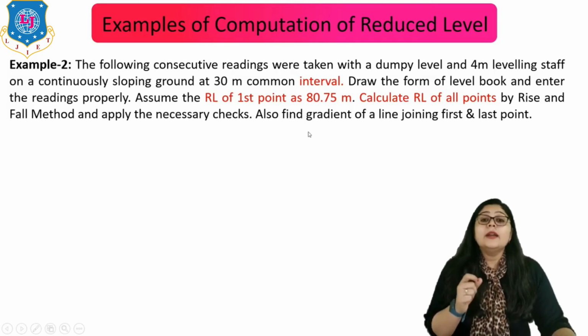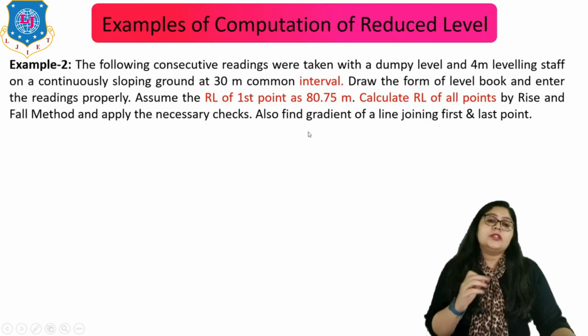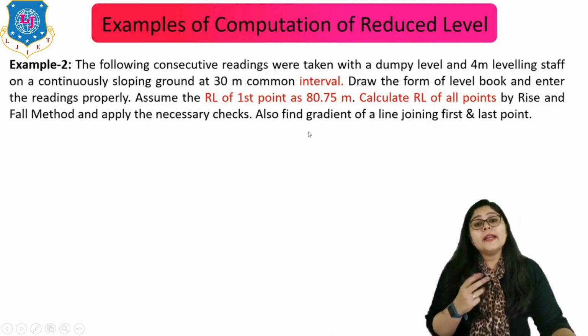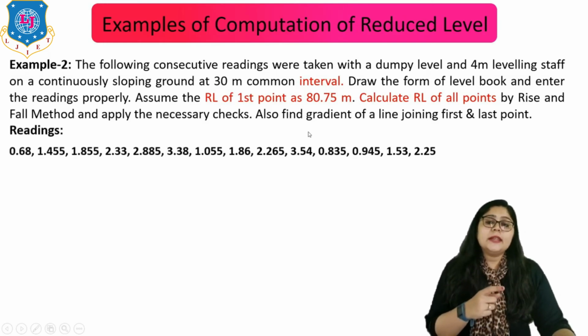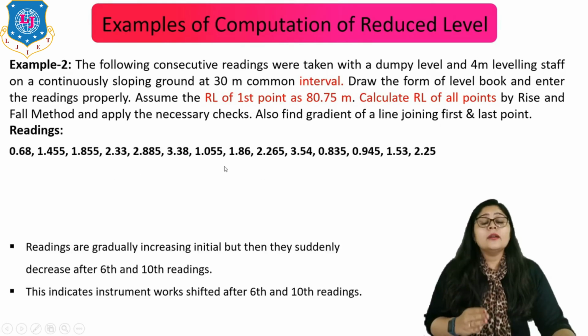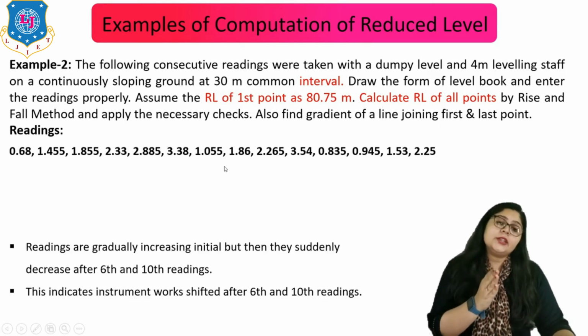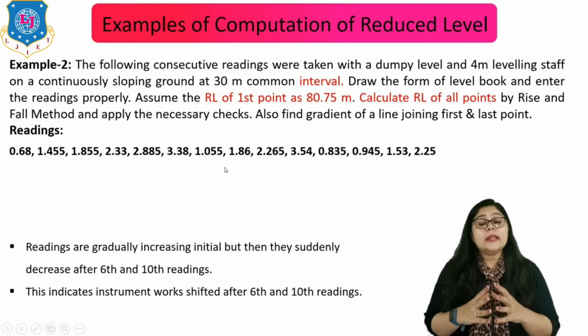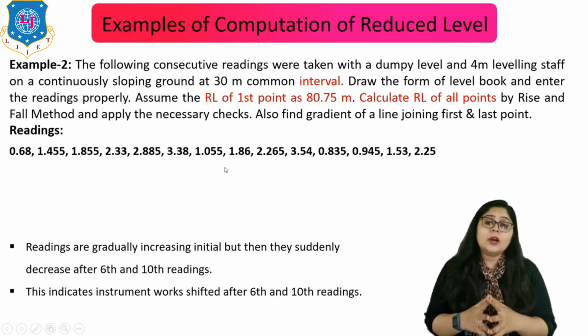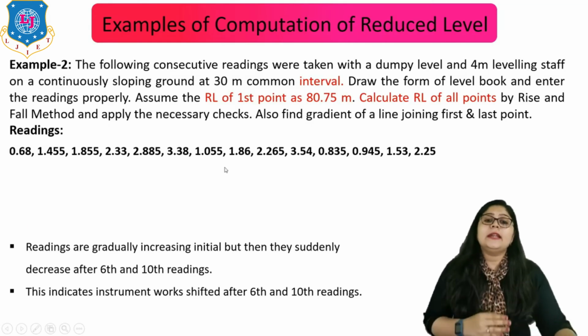And one thing is missing. What is missing? Here there is no indication for change point. So how can you identify your BS, IS and FS, right? So first let us understand the readings. Here you can see on screen that the readings are there. The readings are gradually increasing initially but then suddenly decrease after the 6th and 10th reading. That indicates that the instrument should be shifted after the 6th and 10th reading.